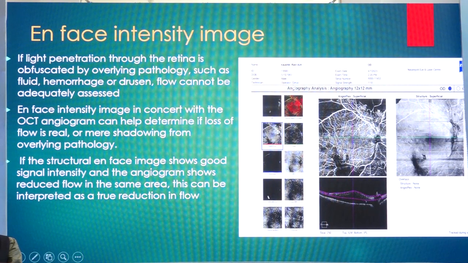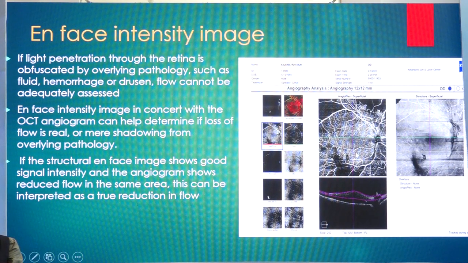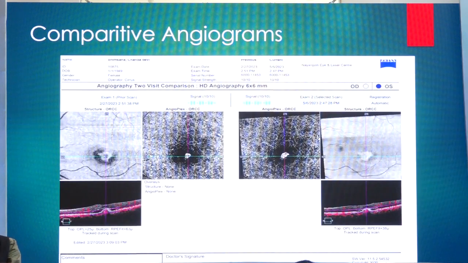Many times, because of media opacities, you are not able to make a good diagnosis on angiogram. In this patient, there was a media opacity. We couldn't image the NVD, but on structural OCT, you can see a fibrovascular proliferation and a vitreous hemorrhage, which will give a diagnosis, yes, this is a patient of proliferative diabetic retinopathy.